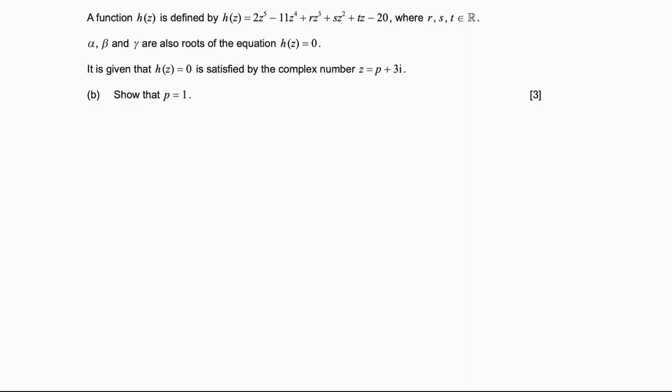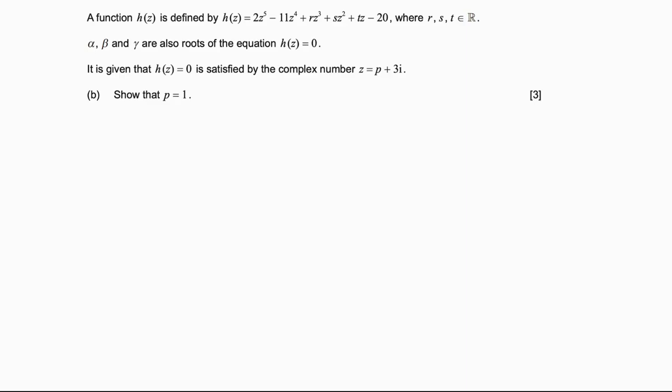For part B, we have been given another function, which is degree 5, and it's defined by h of z, and we have been told that alpha, beta, and gamma are also roots of the equation h of z equals 0, and that it is satisfied by the complex number z equals p plus 3i, and we need to show somehow that p equals 1.